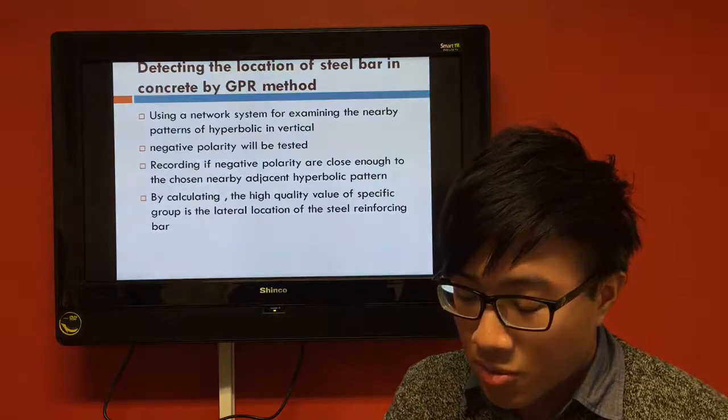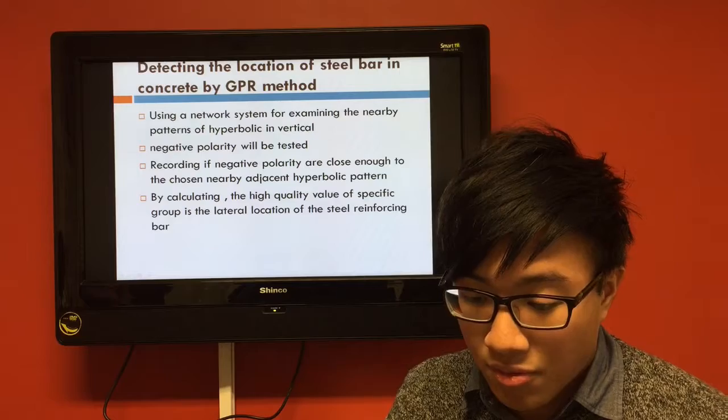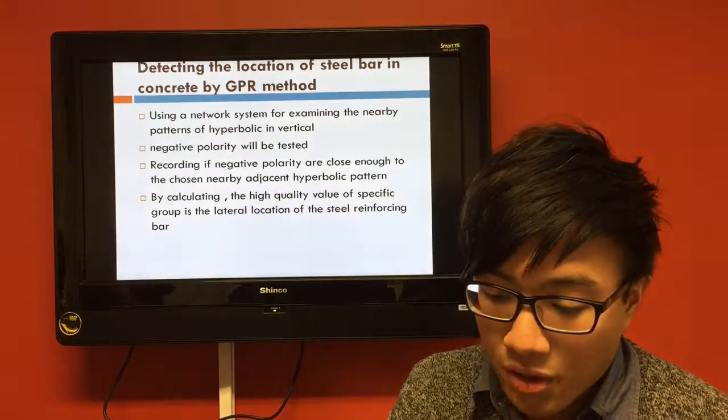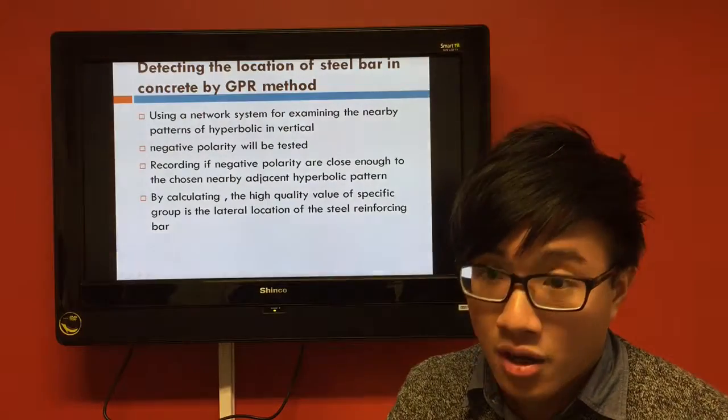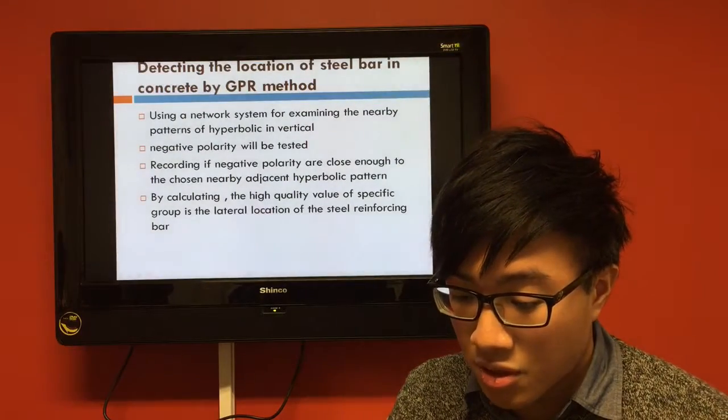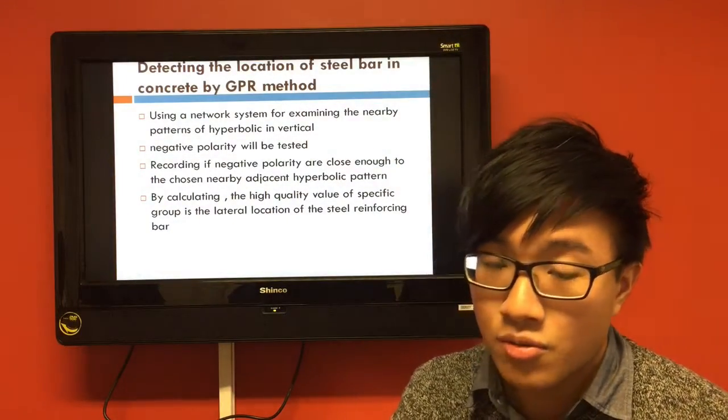There will be different groups of hyperbolic patterns after recording. After calculating the value of the different groups, the high-quality value of the specific group gives the lateral location of the steel reinforcing bar.